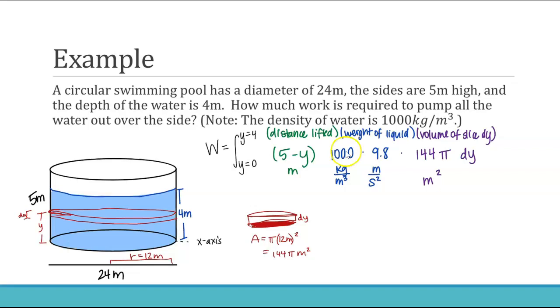So I was trying to separate out this individual cross-section, which is its own little cylinder, and the volume of a cylinder is the area of the base, well, the base is a circle, times the height. So the area of the base is just a constant 144 pi, and the units there were meters squared.